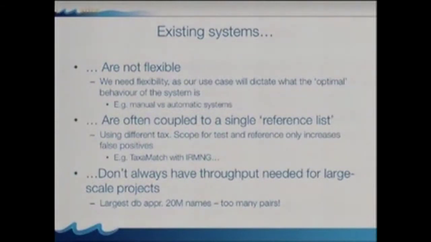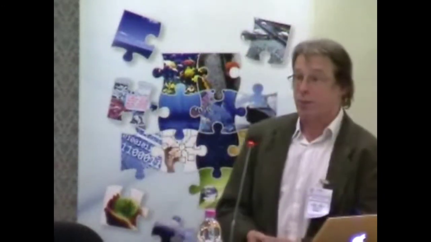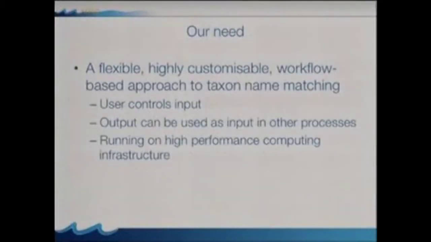Then also, a lot of those existing systems are coupled to a single reference list, to a single taxonomic authority file. And that's something that we also want to avoid, because people are doing those things in different contexts. And if there's a mismatch between your taxonomic authority file and the names that you want to investigate, the only thing you're going to do is produce a lot of false positives. So we want to avoid that situation. And also, a lot of the existing systems do not have the throughput that we might be able to offer using an infrastructure like the one of iMarine.